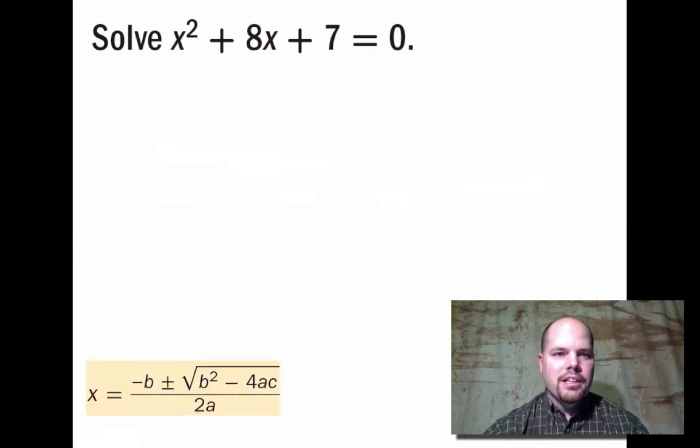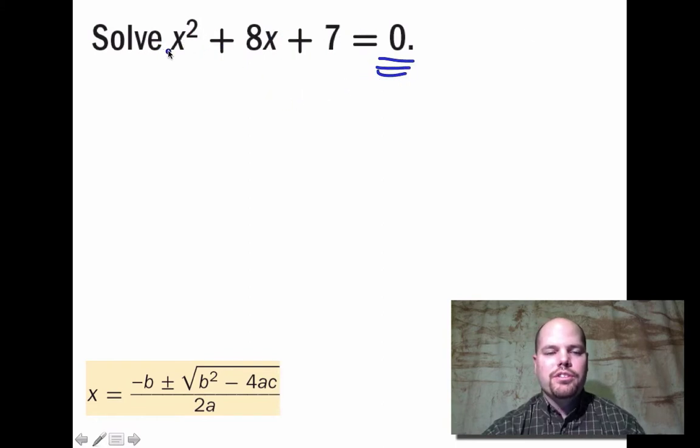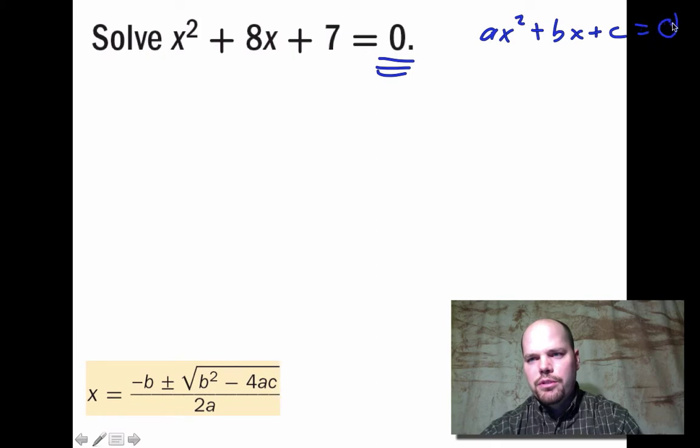Okay, so let's go ahead and solve that one we're talking about there. x squared plus 8x plus 7 equals 0. The first thing you want to make sure is that your quadratic equation is equal to 0. It always has to be of this form: ax squared plus bx plus c equals 0. If it's in that form, we're going to use this quadratic formula.